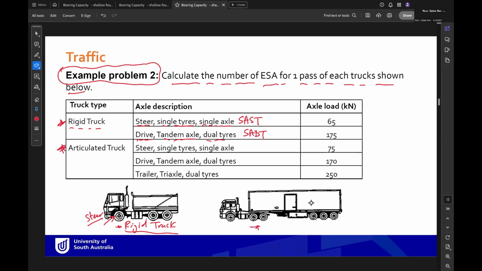The second truck is an articulated truck, which has steer, single axle, single tire, SAST, and we have drive, tandem axle, dual tire, TADT, and we have trailer, tri-axle, dual tire, TRDT. And these are the loads for this type of trucks. And now we need to find the number of ESA for one bus of this truck.